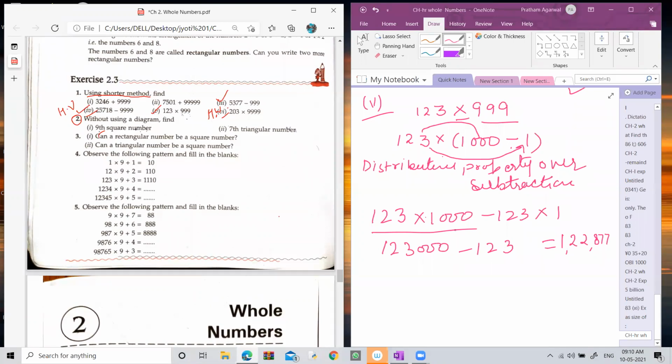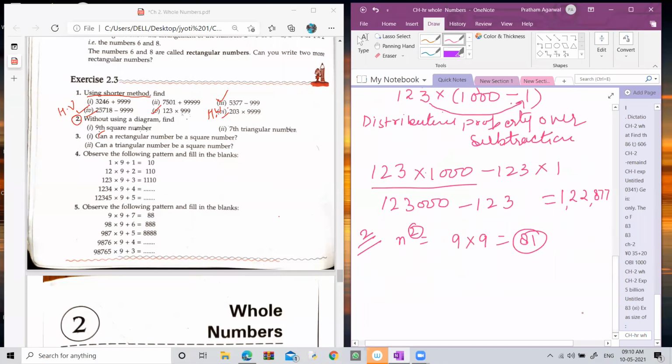I'm going to show you how you can find the square of 9 without using a diagram. The 9th square number. Square means you know very well, it's 9 into 9. If any number has the power of square, it is a square number. So the 9th square number means you have to multiply 9 by 9. It gives you 9 nines are 81. 81 is the 9th square number.